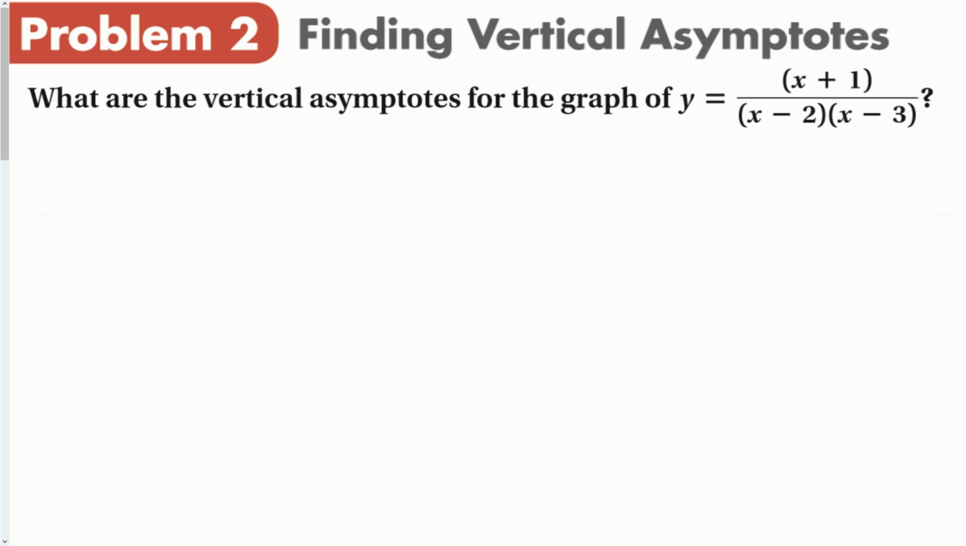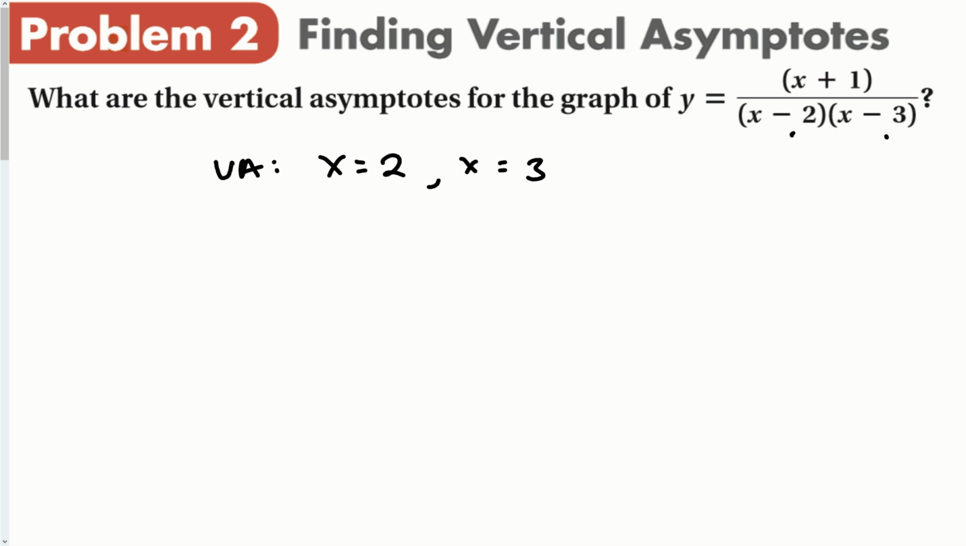So what are the vertical asymptotes here? This is already factored for me. That's nice. I don't have to factor. Nothing cancels. So my vertical asymptotes are going to be x is equal to 2 and x is equal to 3. Okay. The two places that this function is not defined, the two places where the denominator is equal to 0.